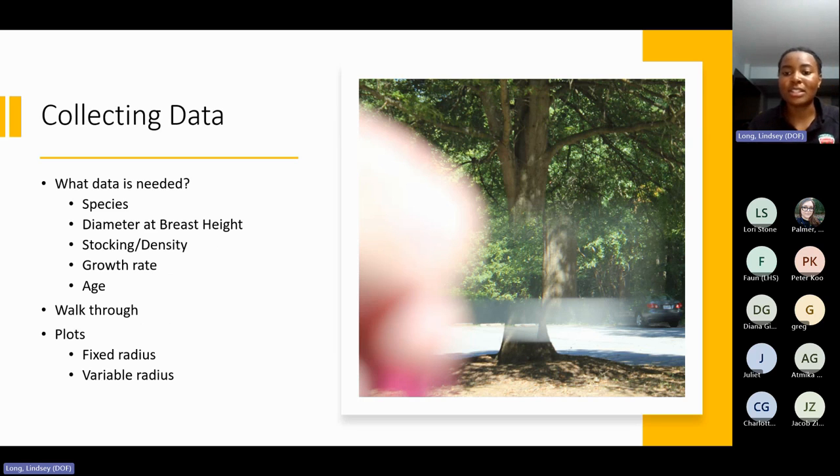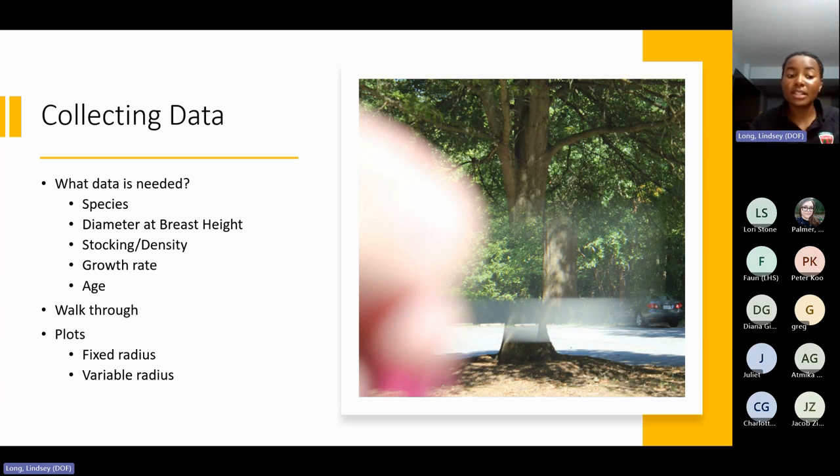I love this picture because it's just a blurry thumb and a prism. So when you're collecting data, there's a few data points that we commonly take, such as species, diameter at breast height, stocking or density. So that's how many trees there are per acre, or how much volume of wood there is per acre, growth rate and age. I'm not going to explain that picture yet, actually.